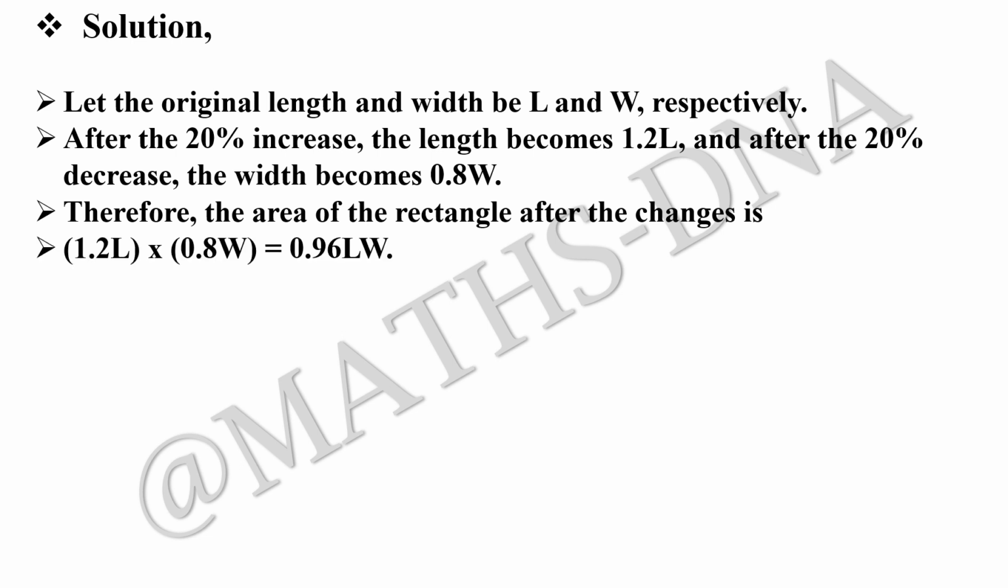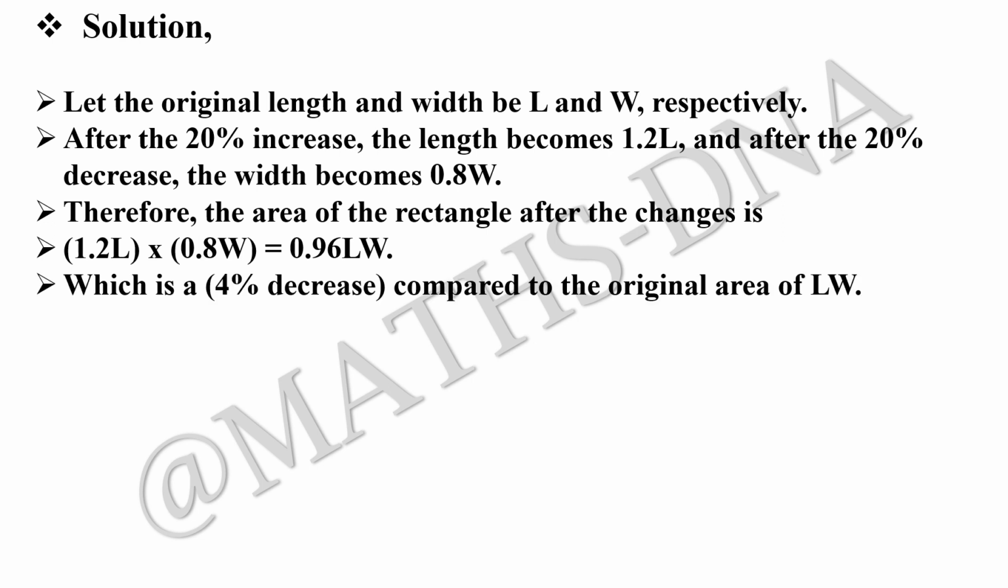Now the area of the rectangle will be 1.2L into 0.8W, that is 0.96 L into W. Well, L and W are the original length and the width. So clearly we can see a 4% decrease compared to the original area LW. Thus the correct answer is option D, 4% decrease.